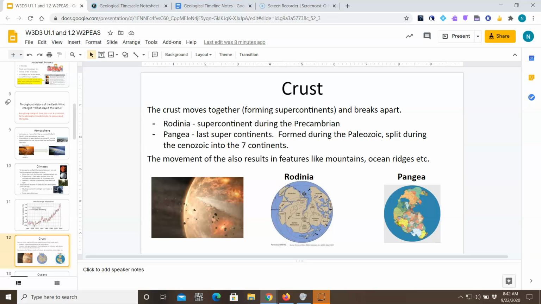Now, there have been many supercontinents, but the two that you need to know are Rodinia, which is one of the earliest supercontinents during the Precambrian era, and Pangaea, which is the last supercontinent to form. And they call these supercontinents because, as you can see, all of the land is sort of clumped up into one place. Now, the reason why Pangaea is important is because it's split into the 7 continents.